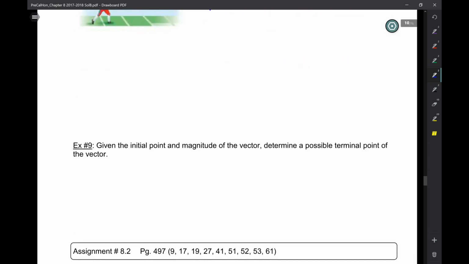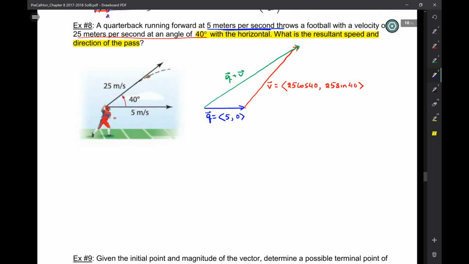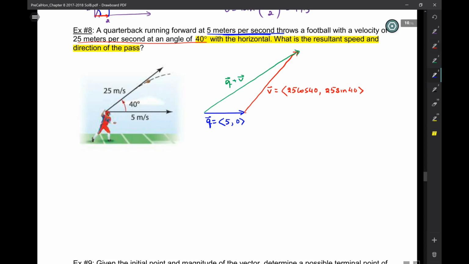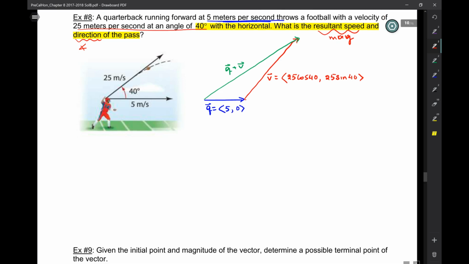Oh, number 9, I didn't give you the problem for number 9. All right, so here's what we're going to do. We want the resultant speed. Okay, this is magnitude. And the direction, that's the angle. All right, so that's what we need. Okay, so what is Q plus V? How do we add them? We just add those vectors. So it's 25 cosine 40 plus 5, and then 25 sine 40 plus 0.